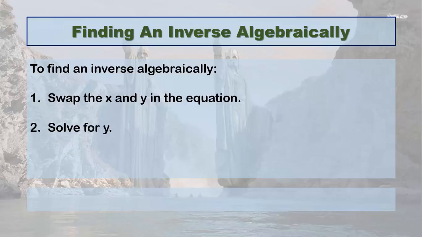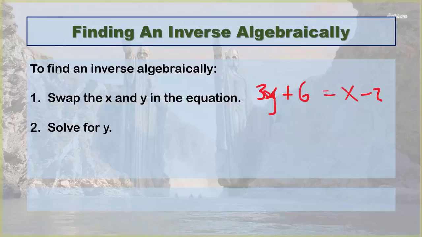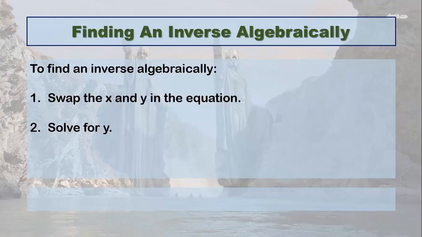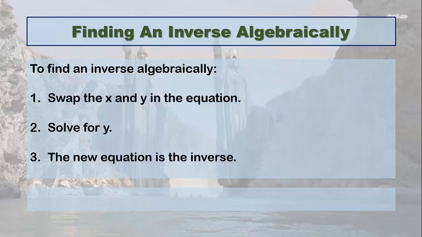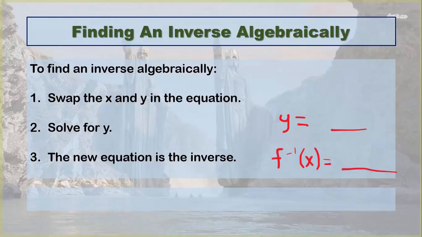And what do I mean by solving for y? Well, let's say you have, I don't know, 3y plus 6 equals x minus 2, something like that. You need to perform algebra on it until it's just a y equals, and then everything else is on the other side. So that's what's meant by solve for y. And the last thing, that new equation is the inverse. Well, that just means that instead of having y equals and everything, you write down f inverse equals all that stuff.